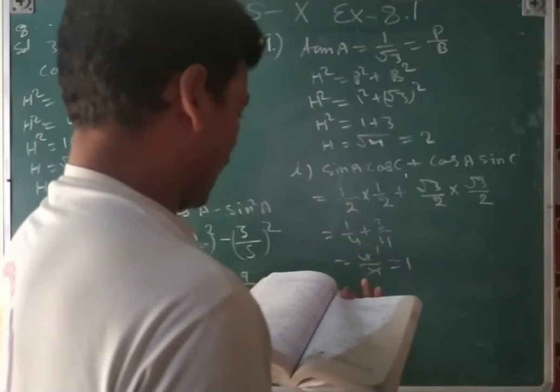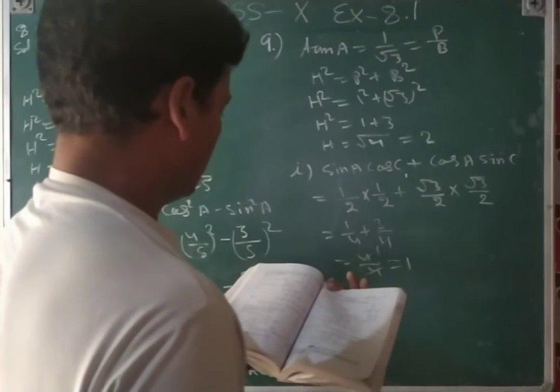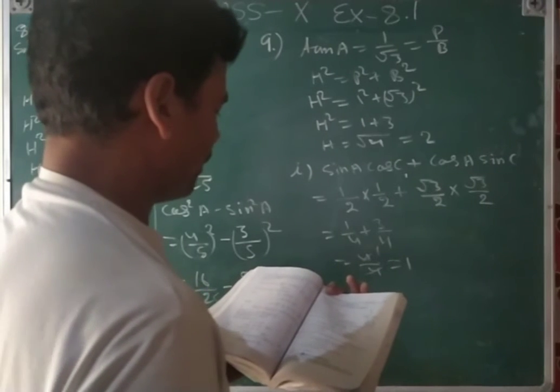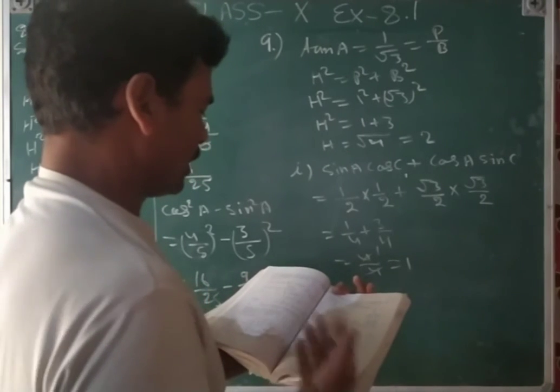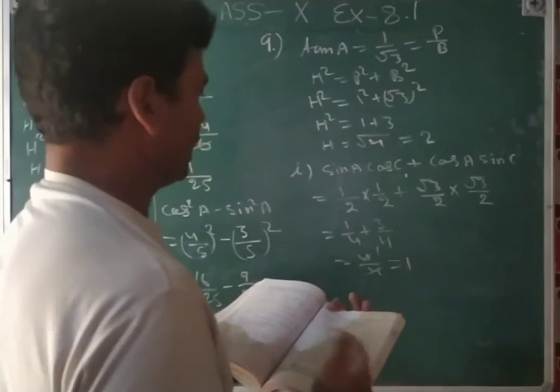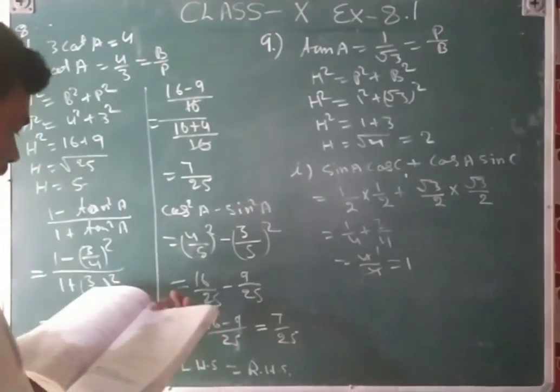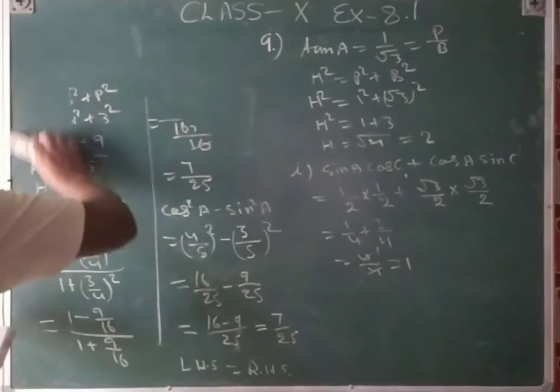And then second part, cos A you can see from the first part, cos C also you can see from the first part, sin A from the first part, sin C from the first part, and then you will do the calculation. And then 10th question.